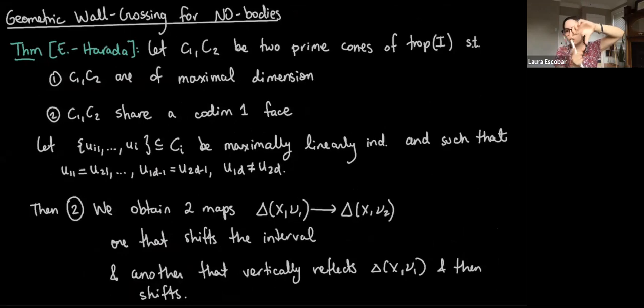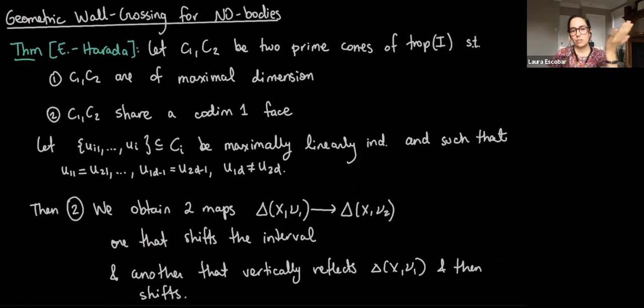So delta 1 is a union of intervals, and each interval has the same length as the intervals of delta 2. So you can think of one of the polytopes as obtained by shifting the intervals left and right until it reaches the other polytope.